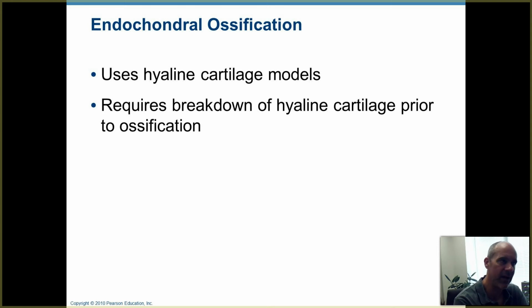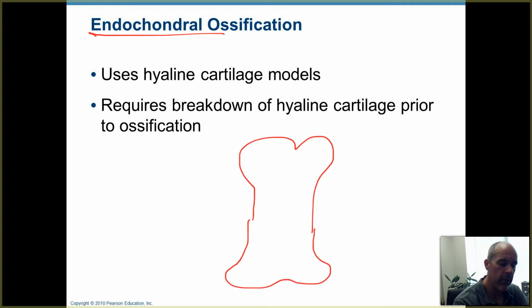Okay, endochondral ossification. Endochondral literally means within cartilage, so ossification is occurring within hyaline cartilage. And what that means is basically in an embryo, most of the bones of the skeletal system are first created or synthesized as hyaline cartilage templates on which bone will develop.